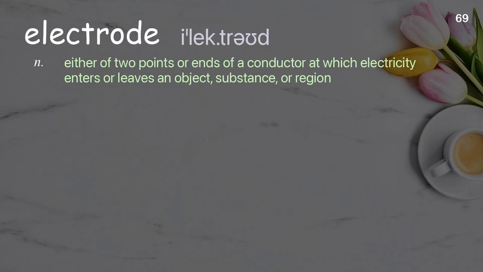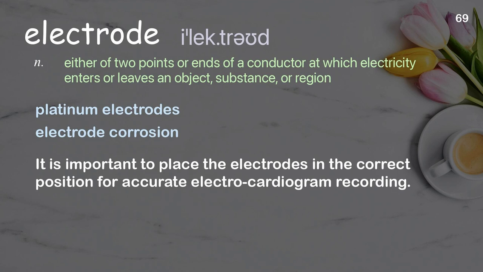Electrode. Either of two points or ends of a conductor at which electricity enters or leaves an object, substance, or region. Examples: platinum electrodes. Electrode corrosion. It is important to place the electrodes in the correct position for accurate electrocardiogram recording.